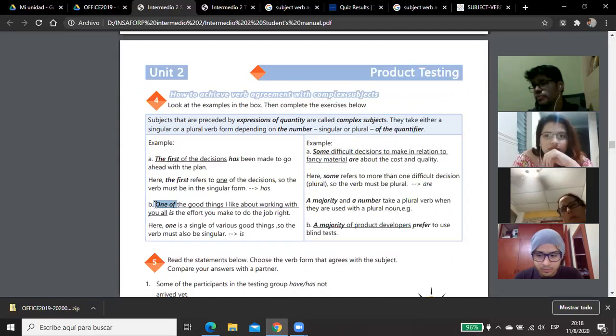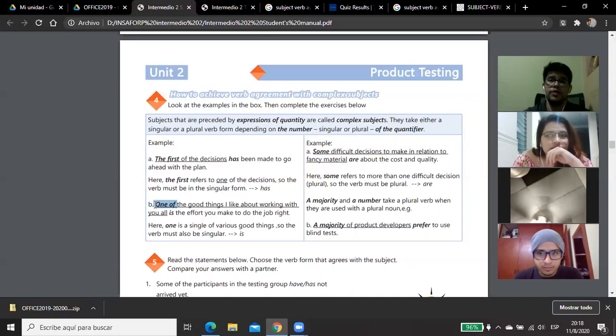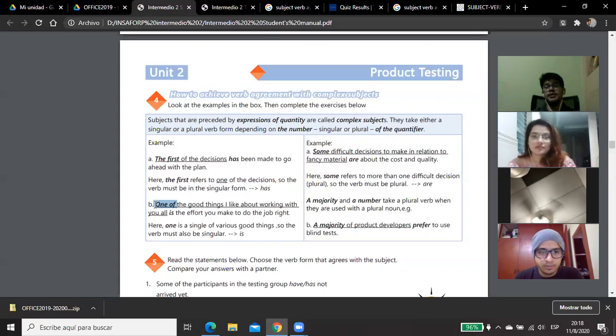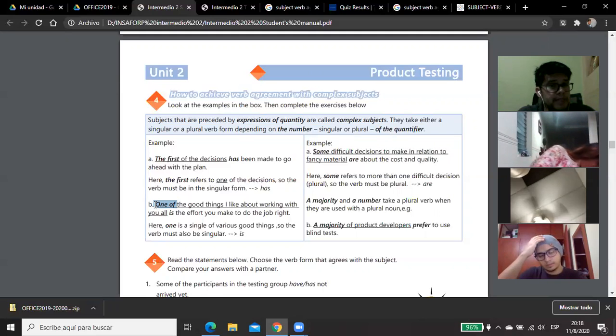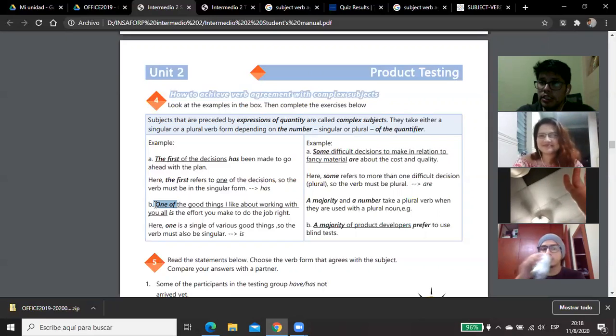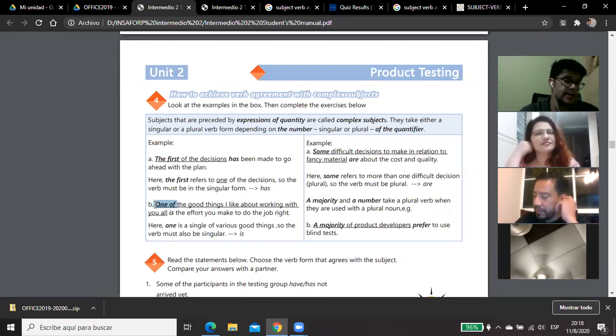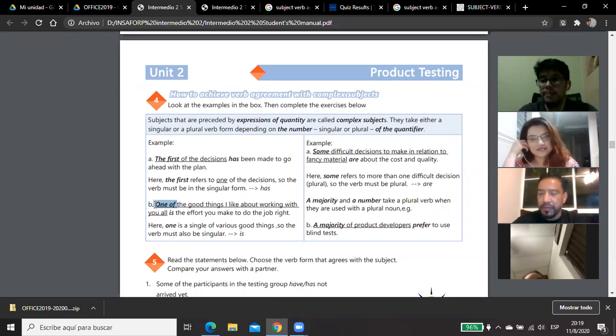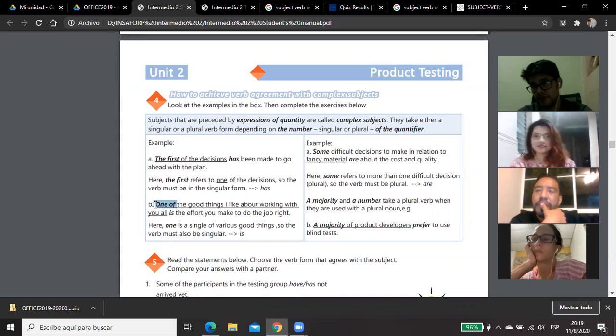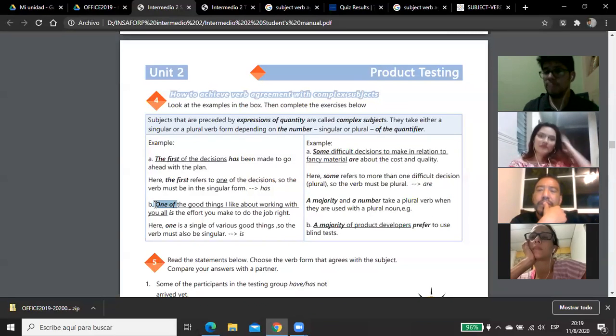Does anybody remember what a quantifier is? Do you remember? No? Okay, it's simple. A quantifier is a word that measures nouns. For example, you can say a bag of items, or a pound of sugar. A pound is a quantifier. These are words we use to measure things.